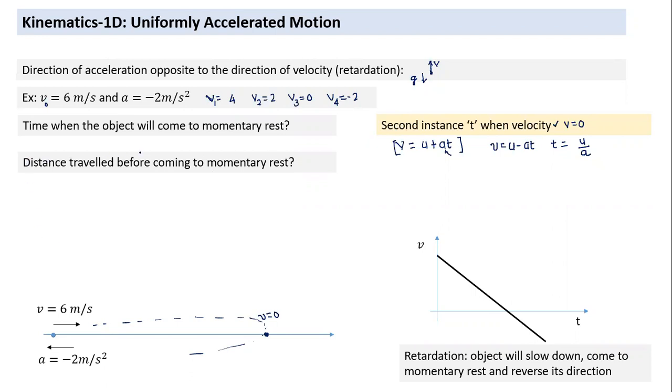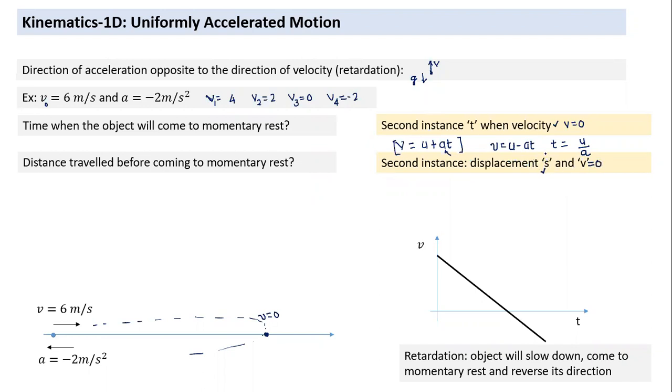The next question is the distance traveled before coming to momentary rest. What things are given here? Initial velocity is given. Final velocity is given. What you need to find is the distance traveled, you need to find s. So which equation should I use here? In this case also we look at the second instance, where v is equal to 0. Which equation out of the 3 equations do I have to use?